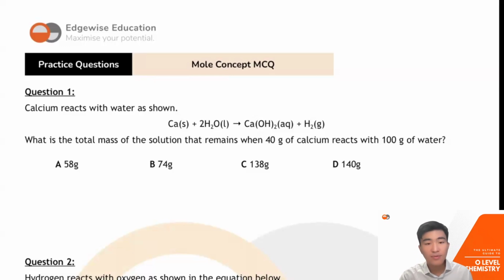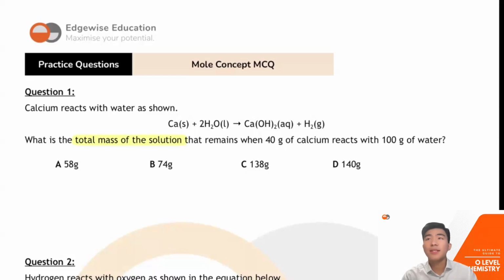I have calcium going to react with water to form calcium hydroxide and hydrogen gas. Now, they tell me that I want to find out what is the total mass of solution after 40 grams of calcium reacts with 100 grams of water.